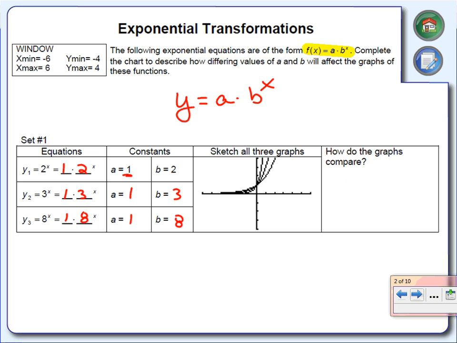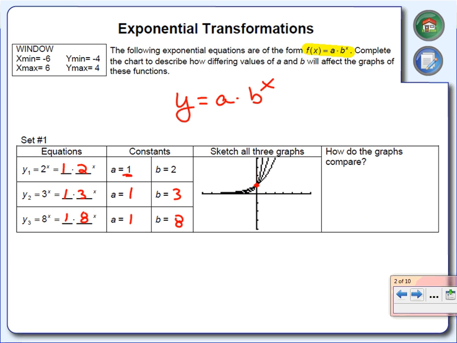The question is, does your graph on your calculator look like what we have on our paper? Yes. Notice that a value is 1 on every single one of the equations. What do you notice about the graph? They all have something in common. What do they all have in common? They all touch the 1. They all have a starting point of 1. They all have that y-intercept of (0, 1).